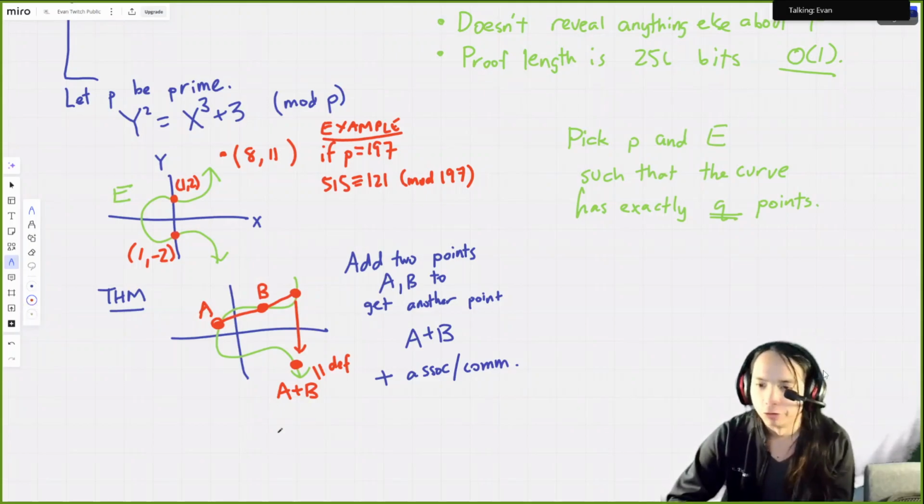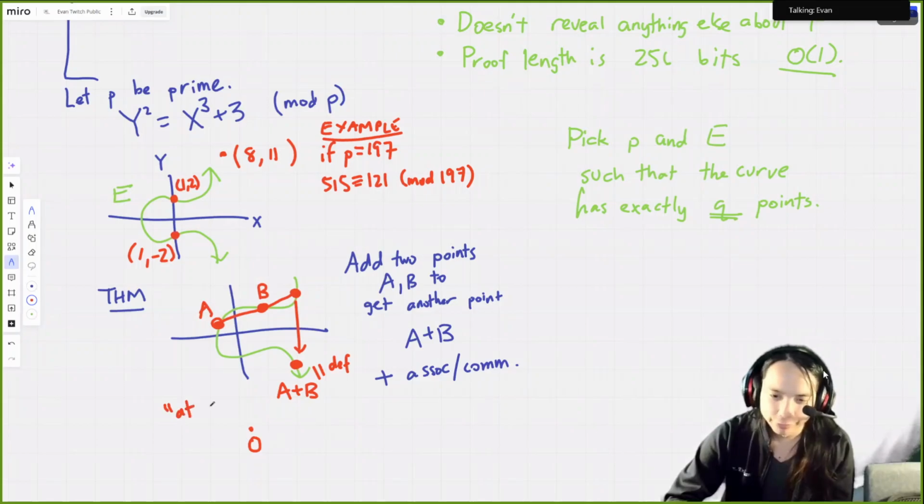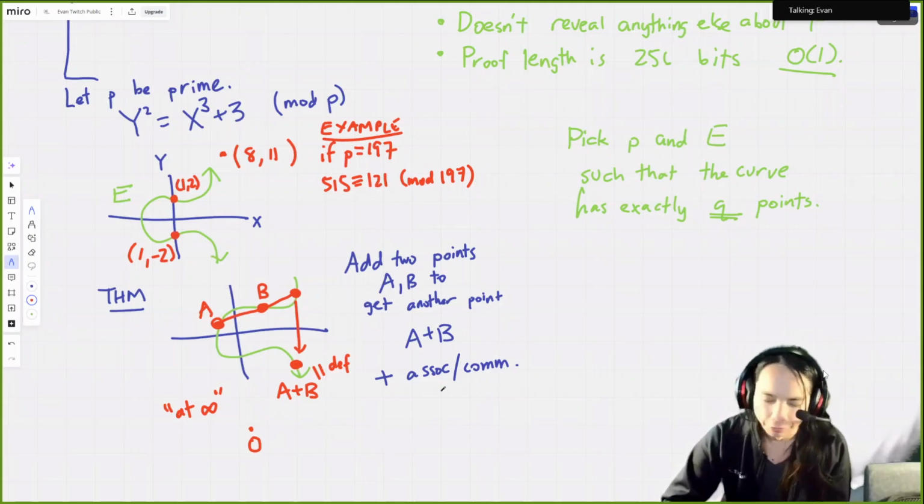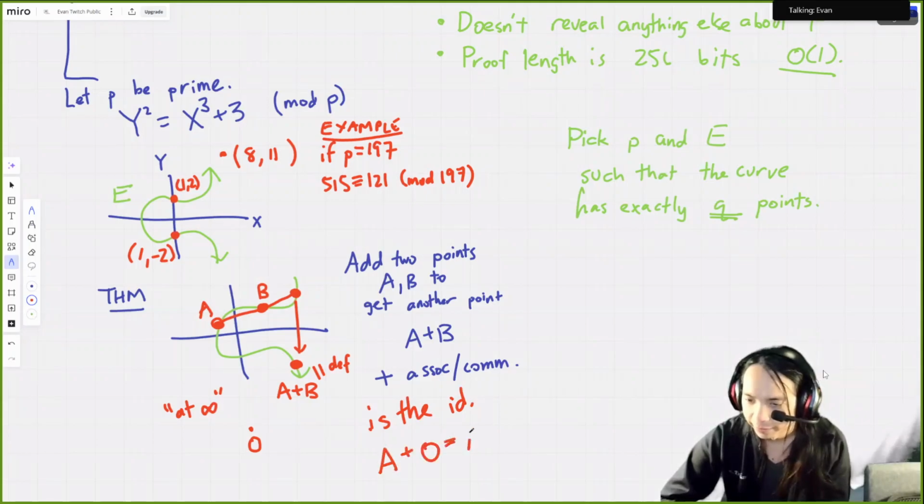What else do I need to do? I want to pick one particular point on the curve, O, which, for those of you that know what these words mean, is at infinity. If you don't know what those words are, it's okay. We won't actually use this. But the point of the point O, pun not intended, is that it's going to be the identity for this operation, meaning that A plus O is A, which is also equal to O plus A.